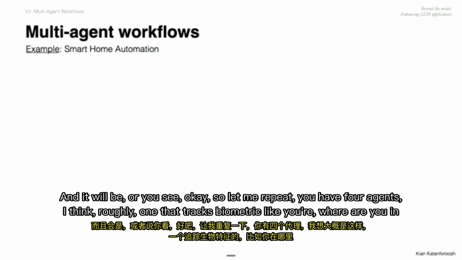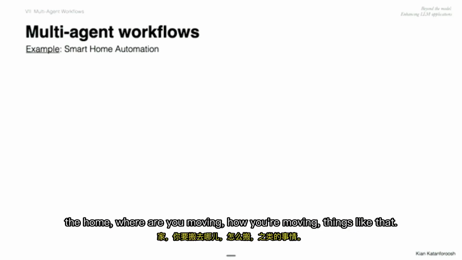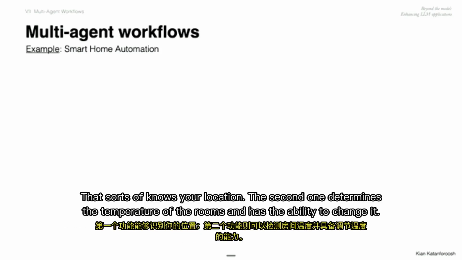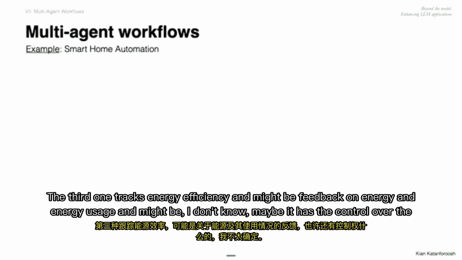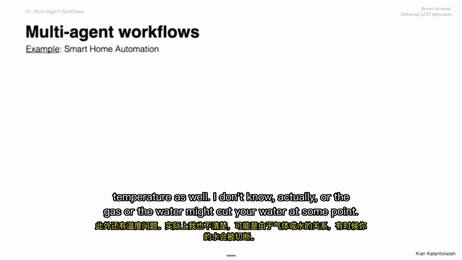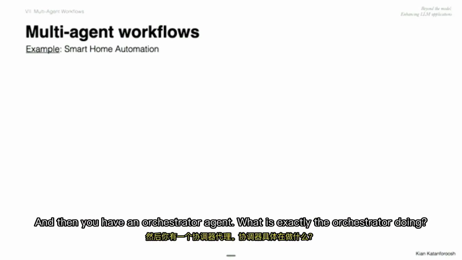Okay, so let me repeat. You have 4 agents, I think, roughly. One that tracks biometrics, like where you are in the home, where you are moving, how you're moving, things like that. That sort of knows your location. The second one determines the temperature of the rooms and has the ability to change it. The third one tracks energy efficiency and might give feedback on energy usage, and maybe it has control over the temperature as well. I don't know actually. Or the gas, or the water, it might cut your water at some point. And then you have an orchestrator agent.